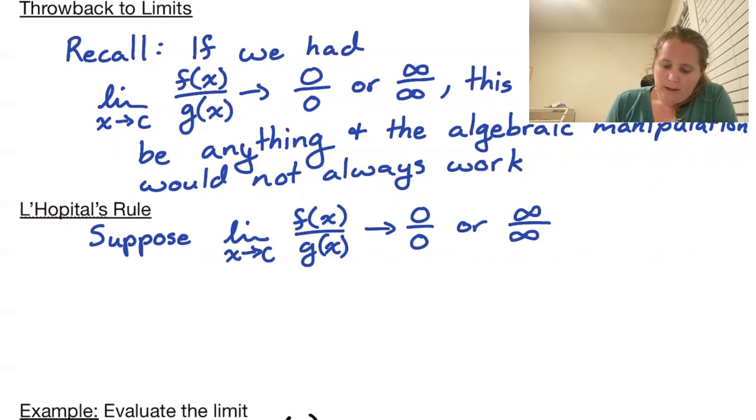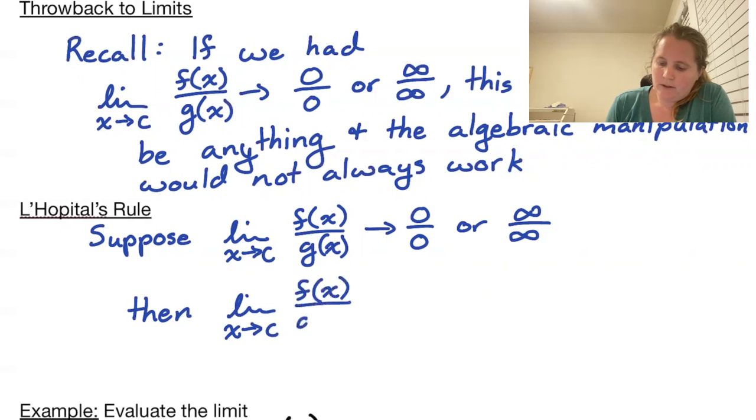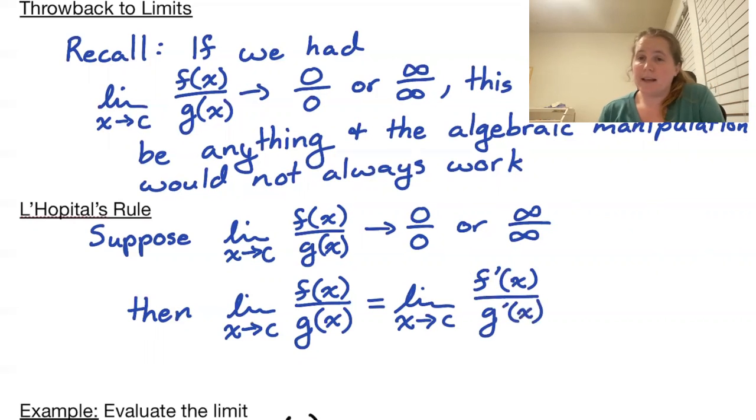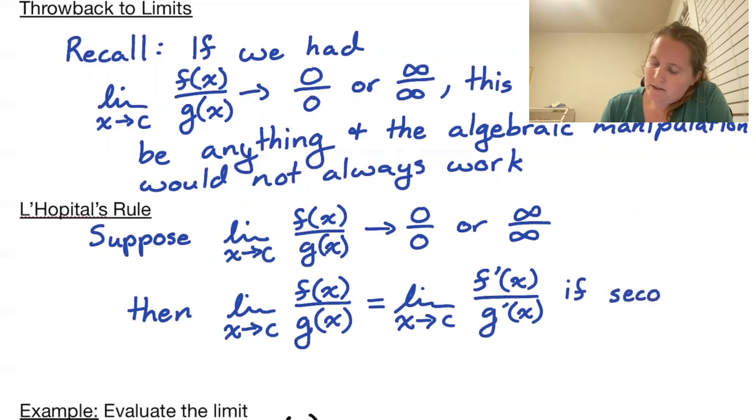Then this limit as x approaches c of f of x over g of x is actually the same thing as the limit as x approaches c of f prime of x over g prime of x, assuming this second limit exists.